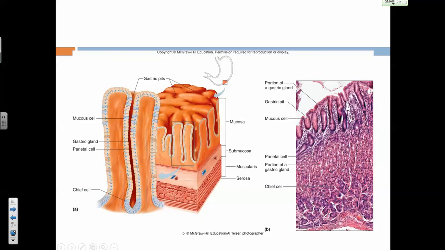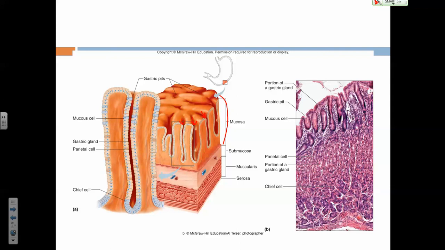Let's look at a picture of that. So here you see the mucosa of the stomach. And do you see these little openings here and here and here? Those are gastric pits. And they're leading into the gastric glands. The stomach's mucosa is fairly thick. It's got a lot of little gastric glands. And those glands produce the secretion of the stomach called gastric juice.